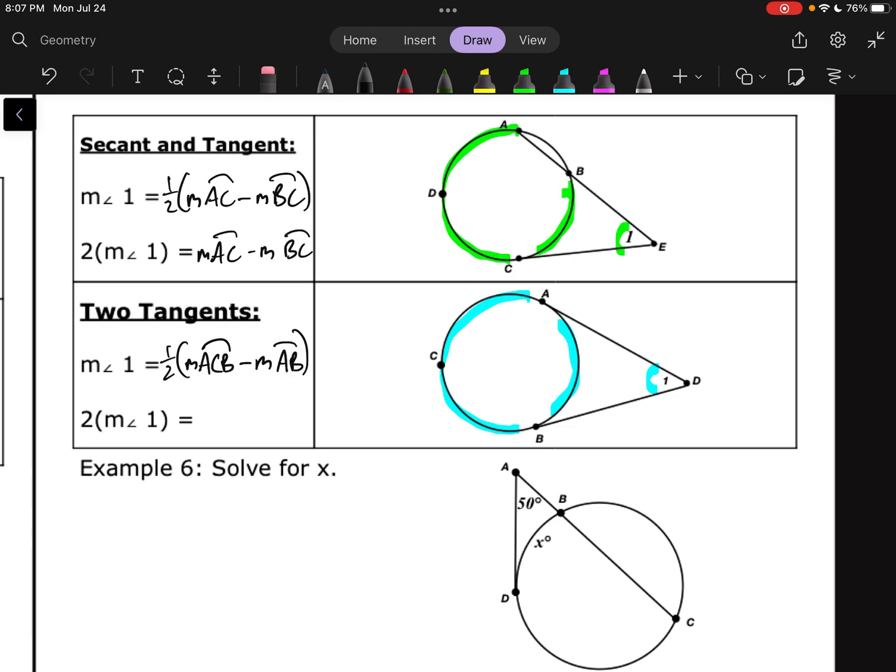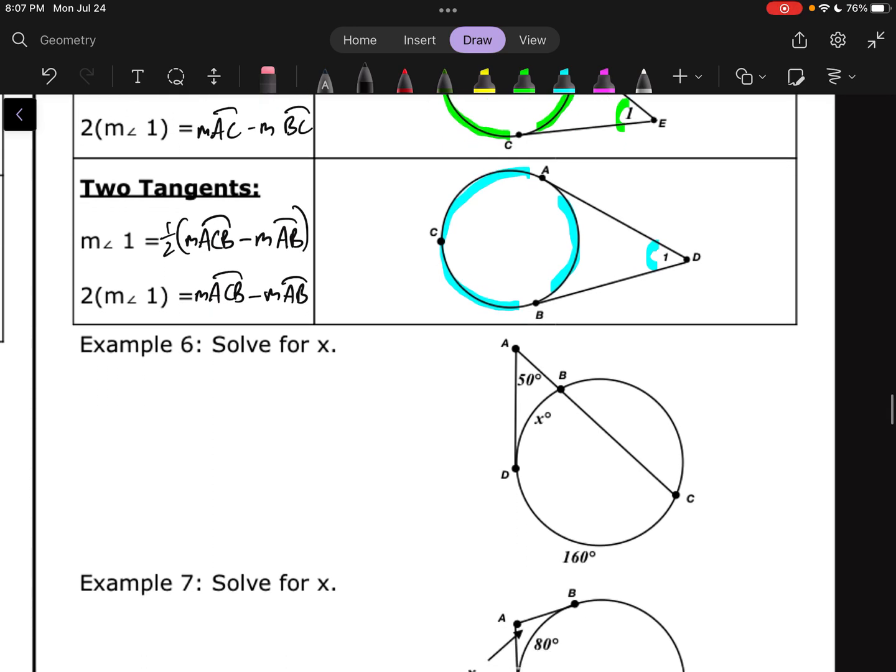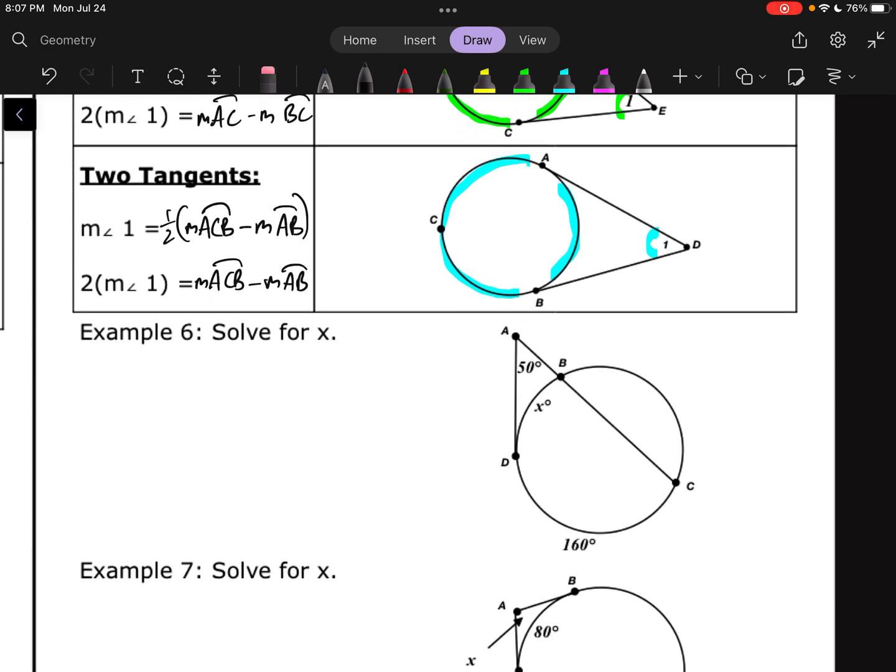Or once again, we can set it up with the 2 times version. This would be 2 times the angle equals the measure of ACB minus the measure of AB. So once again, same options as we saw with the secants. It just looks different because it's tangents. So let's try one out here. We've got a secant tangent here, so this hits that arc as our little arc, and this arc is our big arc. So I think I'm going to set it up with the 2 times angle version. So 2 times the angle equals the big arc minus the little arc.